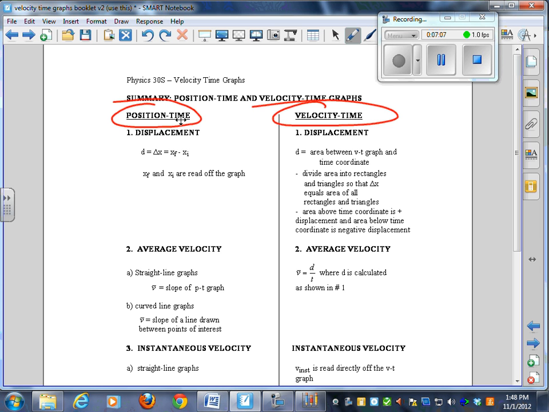If it's a position time graph and you're asked to find displacement, you simply read the positions off the graph and subtract. So what I'm talking about there is final minus initial, this kind of thing, right? Initial, final, and subtract the 2. Katie, you need to watch.